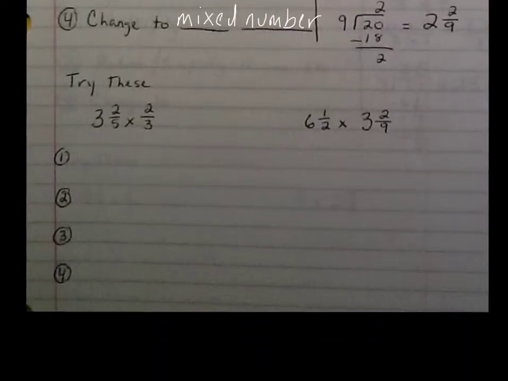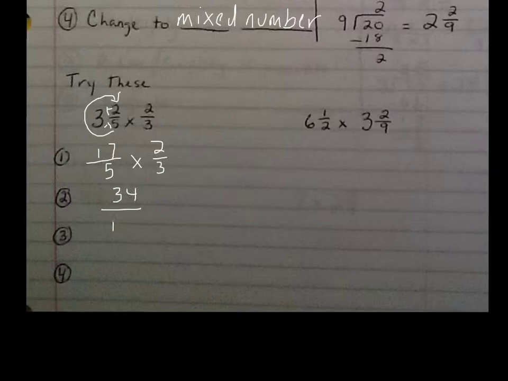All right, let's look at the try these really fast. So we have 3 and 2/5 times 2 over 3. So step 1 is to check, do we have any mixed numbers, and get rid of them. So we do. We have 3 and 2/5. So let's get rid of that guy. And we're going to do the backwards C there. We're going to multiply 5 times 3 and then add 2. So 5 times 3 is 15 plus 2 is 17 over 5 times 2 over 3, because that's already a fraction only. Now we just multiply across. 17 times 2 is 34 over 5 times 3 is 15.